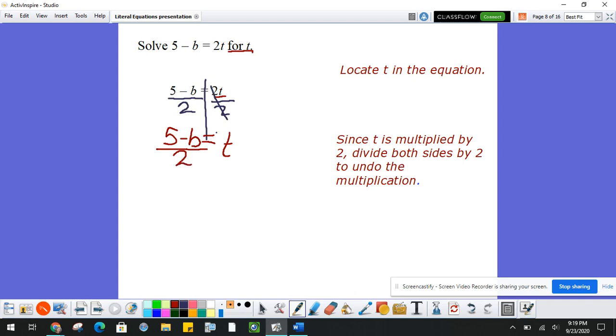Notice I'm not actually getting any of my original things to go away. I had 5 minus b and 2 and t, and I still have a 5 minus b and a 2 and a t. I've just rearranged them to isolate whichever one they ask me to isolate. So I rearranged this to isolate the t.